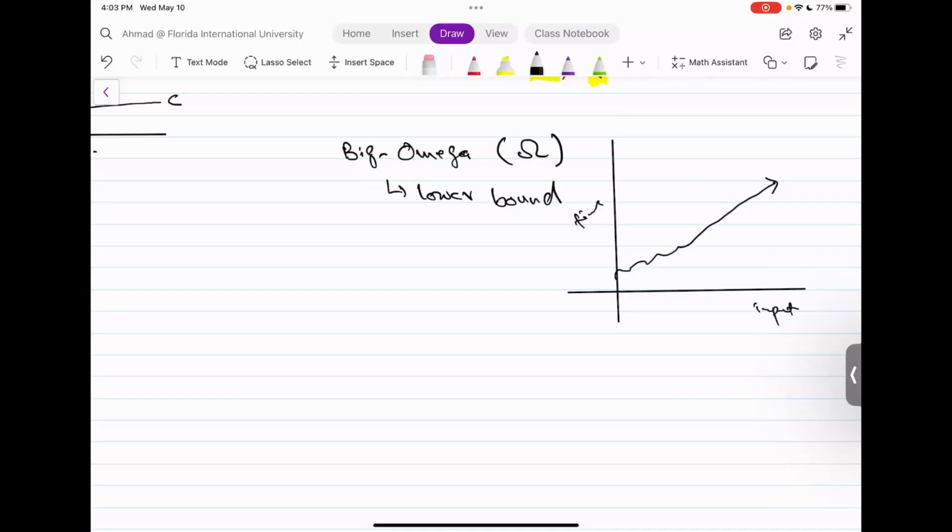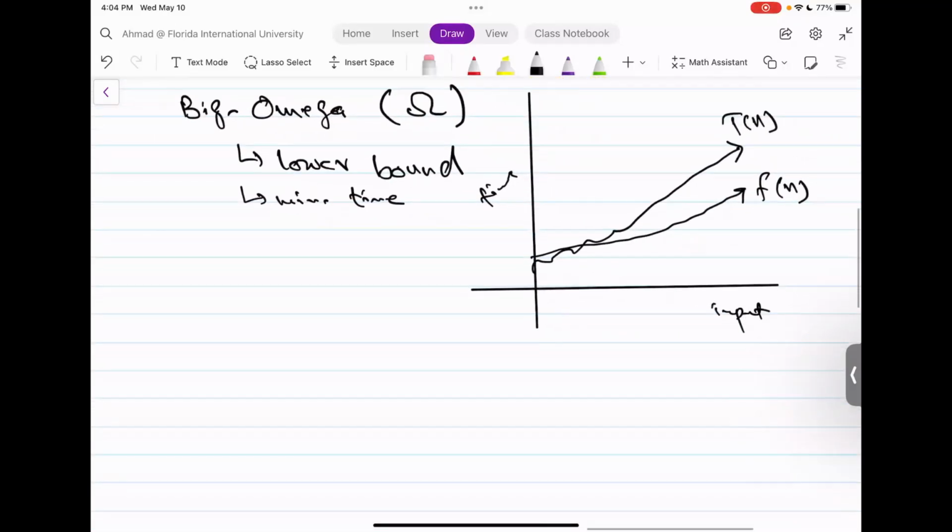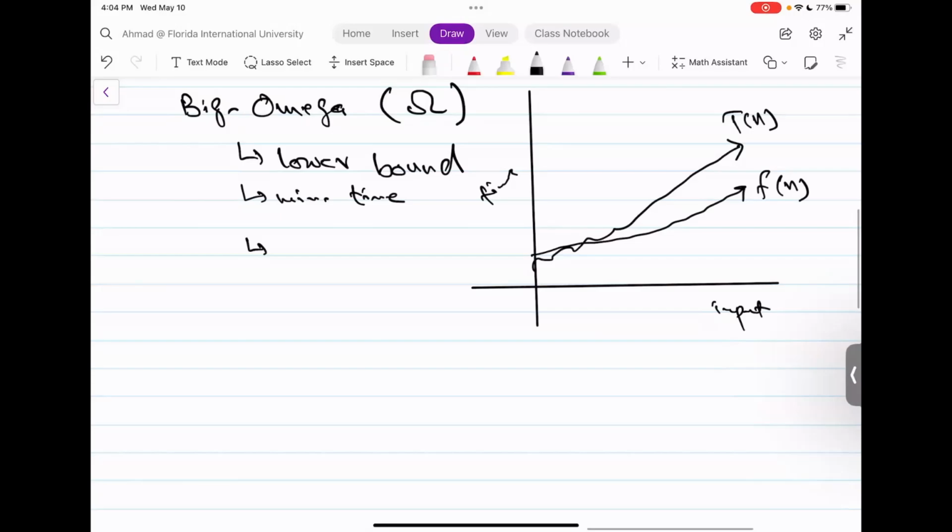This is T of n, which is my function. If I can find another function f of n, and I can bound my function in the lower way, so that I can say, no matter whatever the input is, my algorithm will need this much minimum time to compute it. So you can say lower bound, or the minimum time taken by my algorithm, which we represent with big omega. This is called the lower bound, or you can say this is basically the best case of an algorithm.